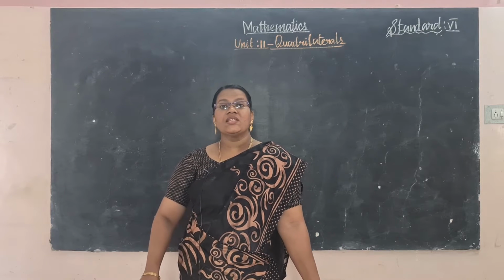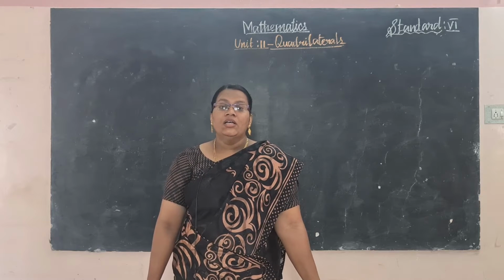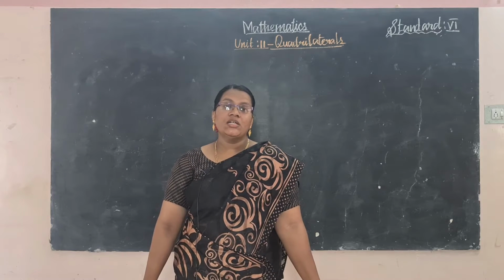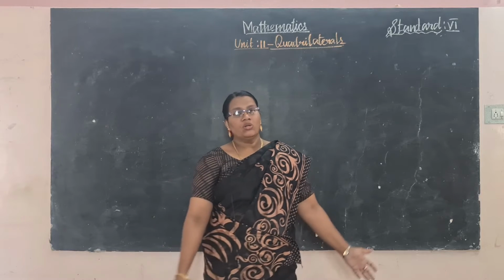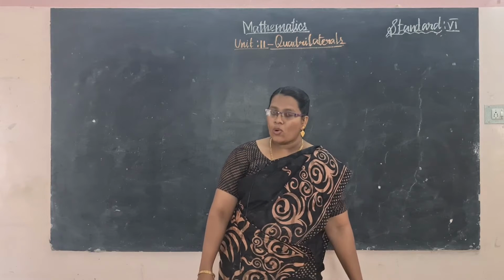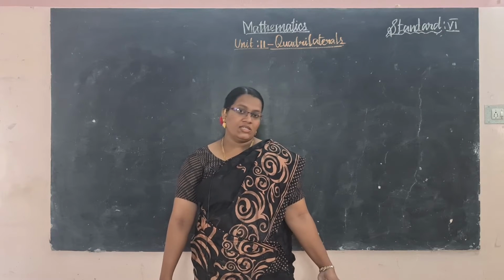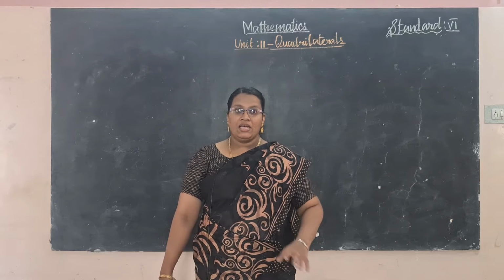In the previous class we have learned about the quadrilateral and types of quadrilateral. Okay, so what is the definition of quadrilateral? It is a closed figure bounded by 4 line segments. It has 4 vertices, 4 angles and 4 sides. It's called the quadrilateral. Okay, and it has 2 types.